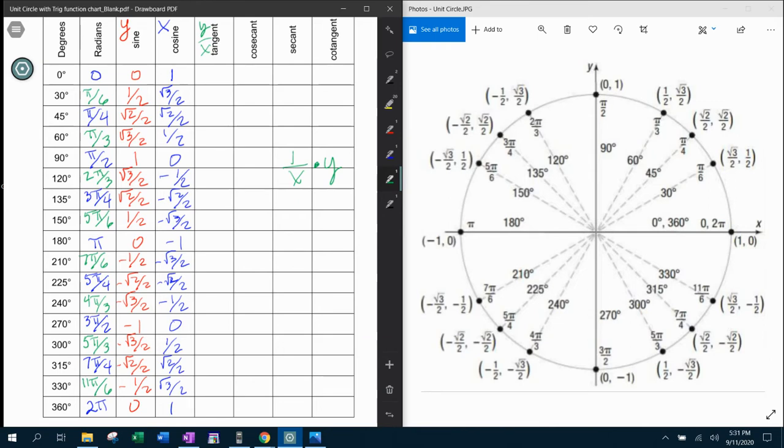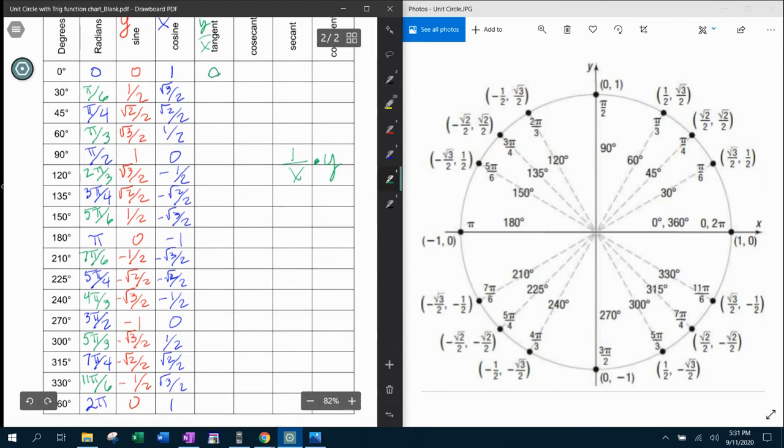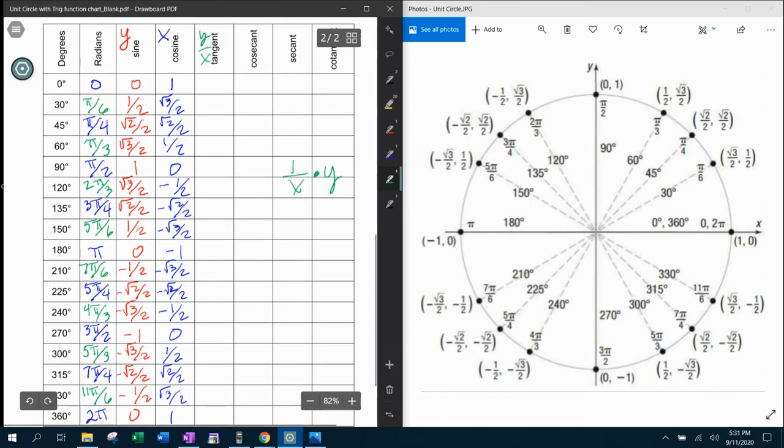So if we go to 0 degrees and we flip the x and multiply by y, that's going to be 0 times 1, which is 0. So our tangent at 0 is 0. Then we're going to have 2 over square root of 3 times 1/2. Those 2's will cancel, which will leave 1 over square root of 3, which you then have to rationalize, and it's going to give you square root of 3 over 3. Okay, so there's the next angle.